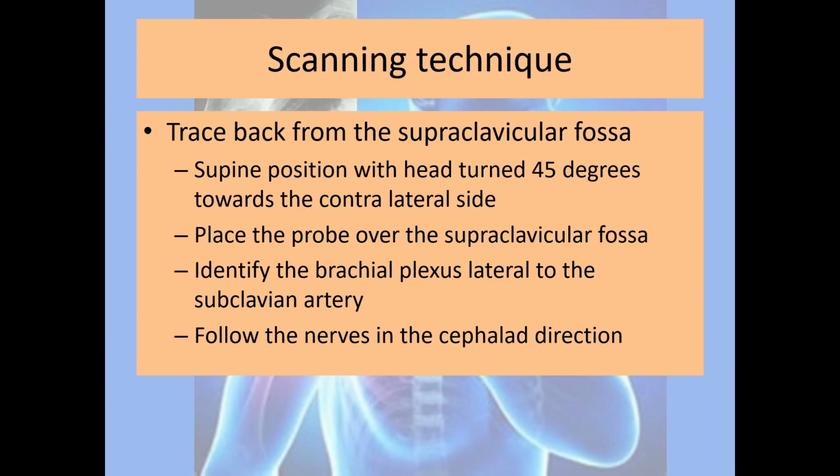How about the technique of tracing from the supraclavicular fossa? The patient is usually in the same supine position with the head turned 45 degrees. For this technique, you place the probe over the supraclavicular fossa and identify the brachial plexus lateral to the subclavian artery. Then you slide your probe in a cranial direction.